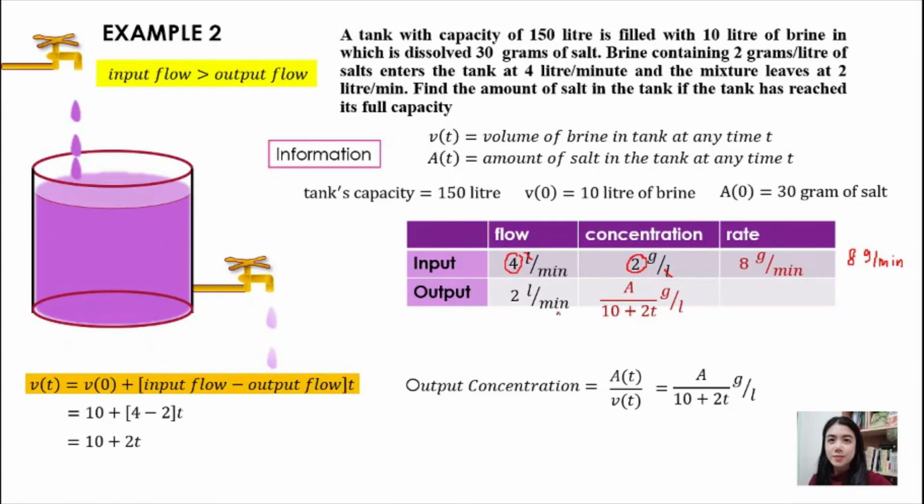Now, let's just figure out the output rate. So for the output rate, we're going to multiply the 2 here with this one. So basically, you have 2 multiplied with A, over 10 plus 2t. And then at the denominator, basically, you can factor out 2. So if you factor out the 2, I will have 5 plus t.